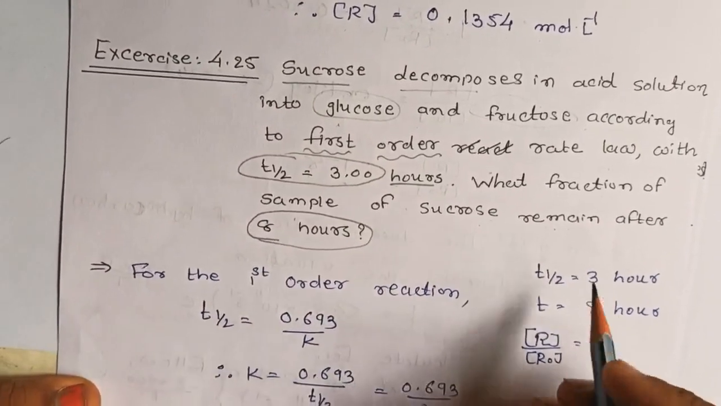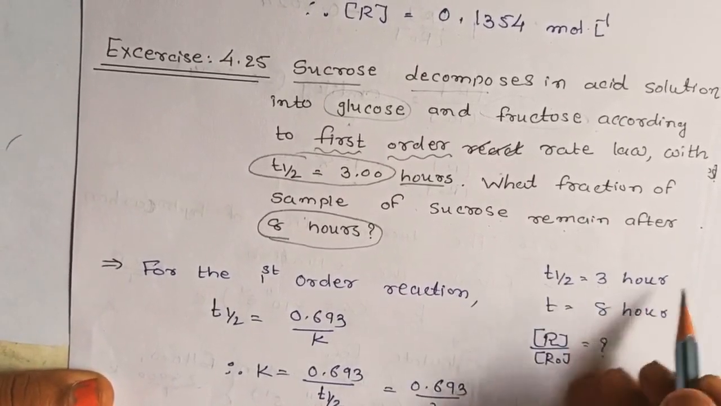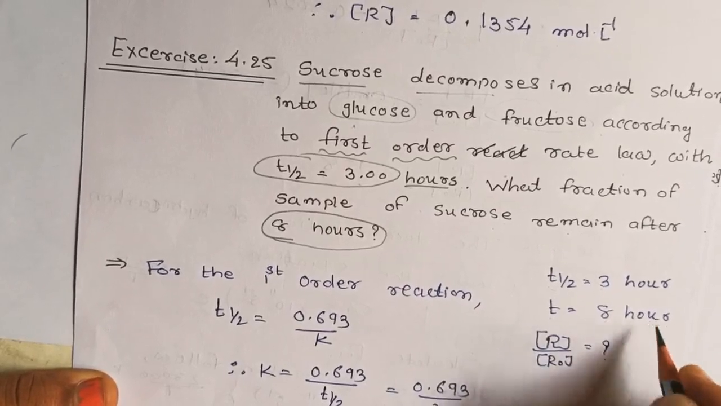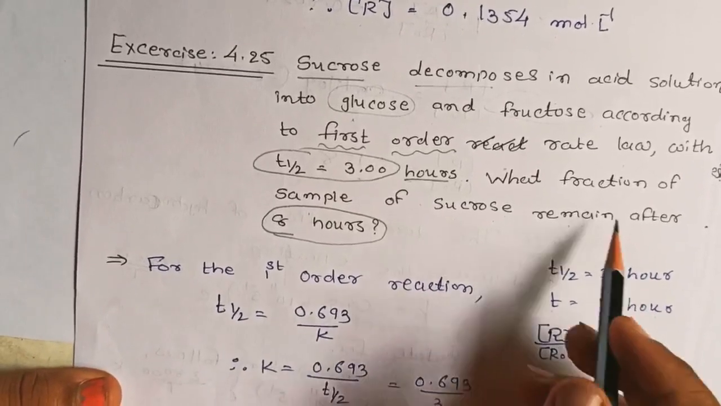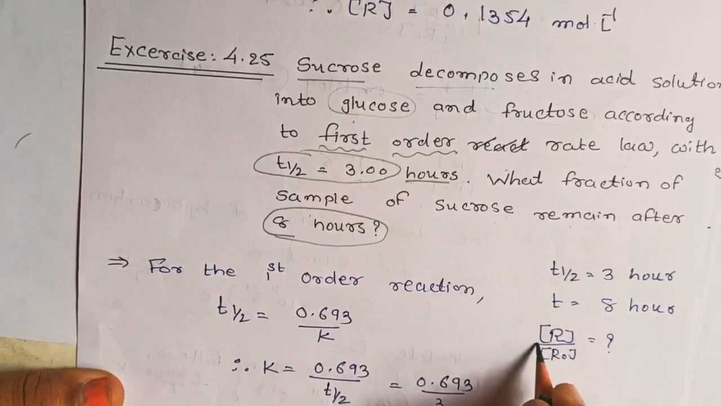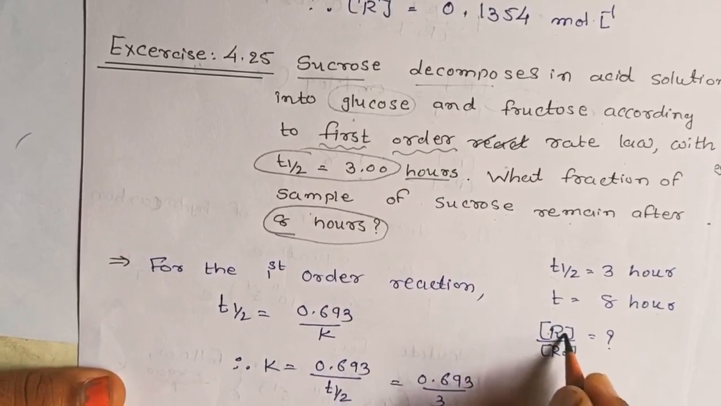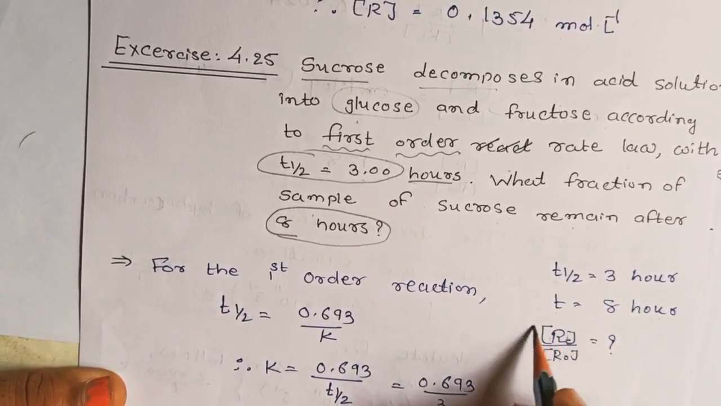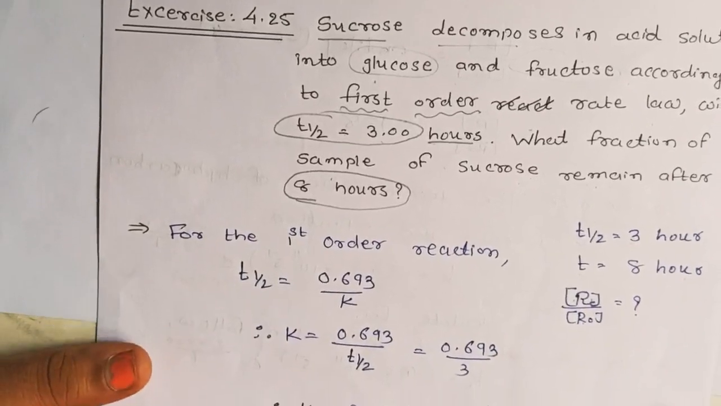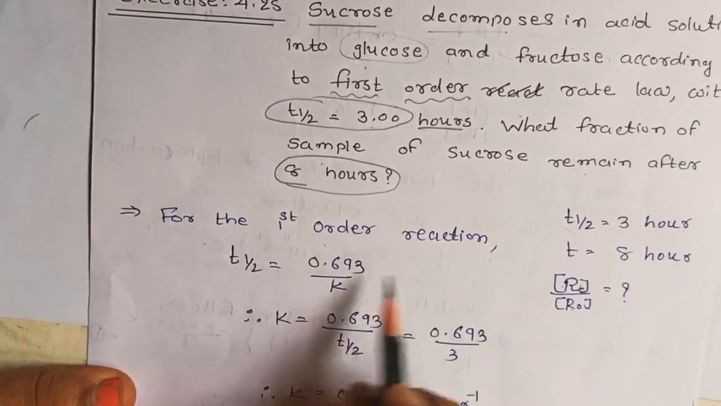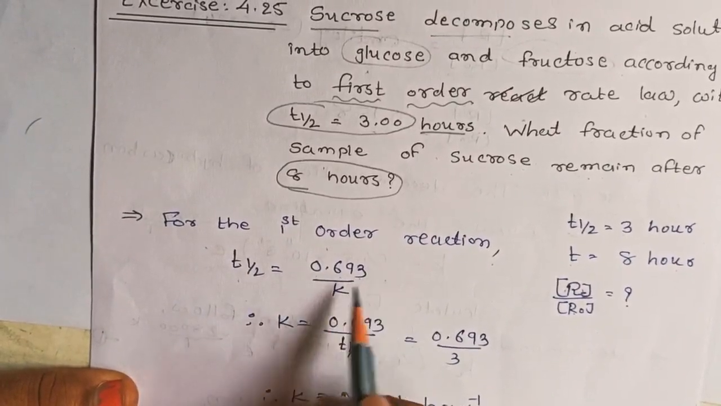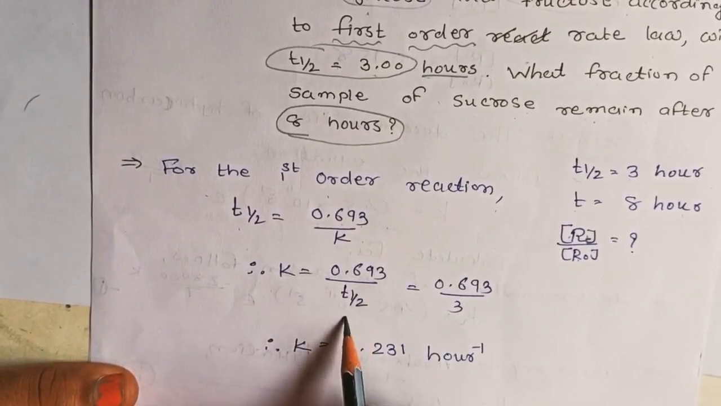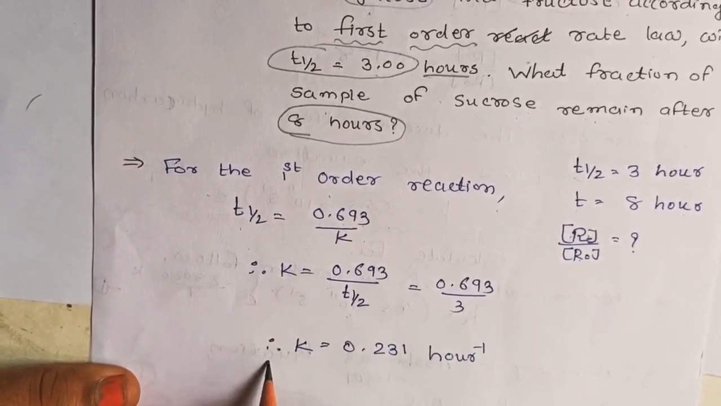T half is given as 3 hours. The time after which we have to observe is 8 hours, and we have to find the fraction for the sucrose. Remaining sucrose means we have to find the concentration of sucrose at time t and the initial concentration, so we have to find the ratio of both. Now for the first order reaction T half is equal to 0.693 by k, so k will be 0.693 by T half. The T half is given, replace the value.